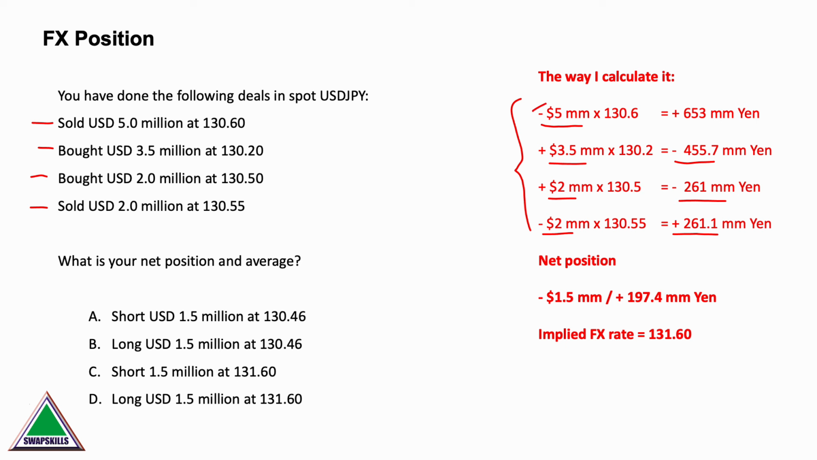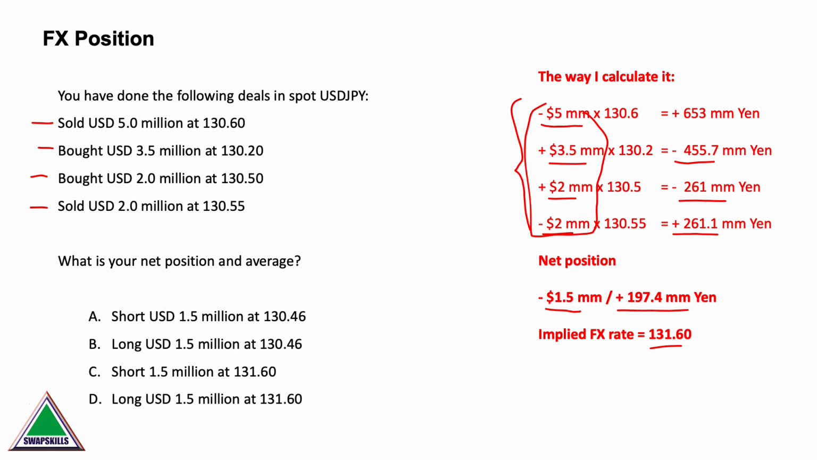So add up what you've done on the dollar side and you'll see net, I've sold more dollars than I bought. I'm short $1.5 million. I'm long 197.4 million yen. So divide one by the other and it gives you this rate. So that's my average FX rate on my final position. So I'm short $1.5 million at 131.60.